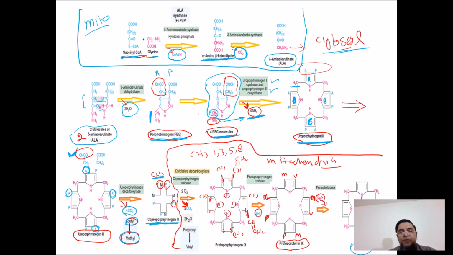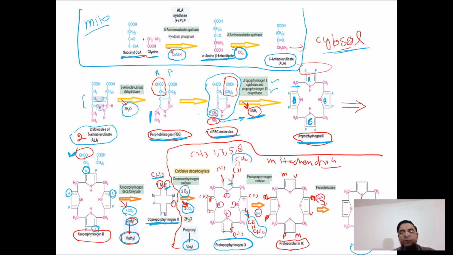When it enters the mitochondria, oxidation takes place with the help of the enzyme coproporphyrinogen oxidase. There is an oxidative decarboxylation. Molecular oxygen will enter, and two carbon dioxide molecules will be removed from propionic acid, at position 2 and position 4. When the carbon dioxide is removed from the propionic acid, the propionic acid will be converted into a vinyl group, and the product will be protoporphyrinogen IX. So now at position 2 and position 4, we have a vinyl group.